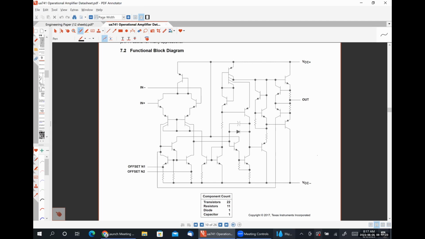We can see down at the bottom of the screen that the component count for this simplified representation of the internal workings of the op amp contains 22 transistors, 11 resistors, a diode, and a capacitor. So it is pretty darn complicated. And if we were trying to analyze circuits using this model, it would literally take forever. So instead of using this behemoth of a model, we are going to use Thevenin and Norton equivalent circuits to develop a simplified representation that will actually work for practically any amplifier circuit we are ever going to deal with as electrical engineers. Okay.